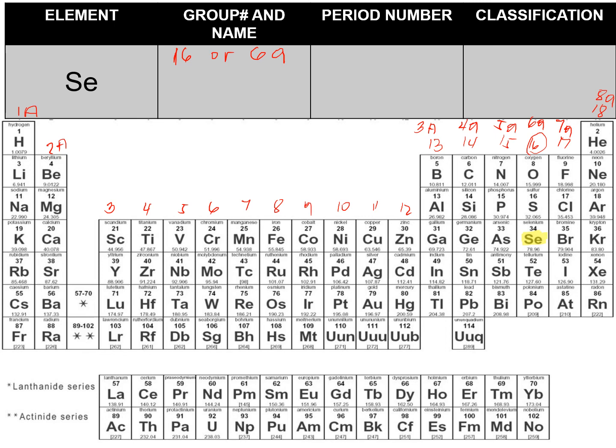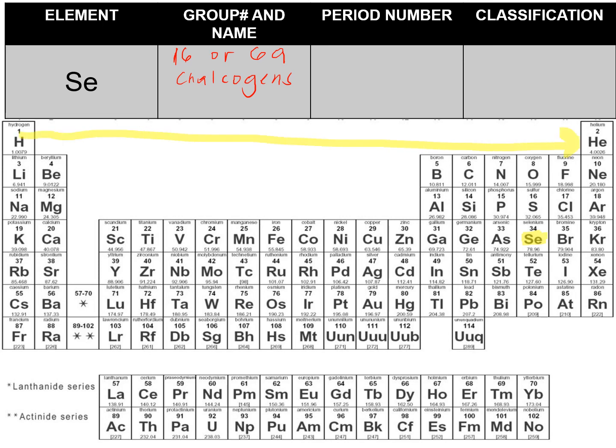Okay? Ano nga yung special name ni group 6A? They are known as the chalcogens. Ayan. So, they are known as the chalcogens. Now, punta na tayo sa period number. Aburay muna natin yung mga numbers na sinulat natin. Ayan. So, anong period number niya? So, bilangin natin. So, ang period number ni selenium ay 1, 2, 3, 4. So, anong period number? So, the answer is 4.